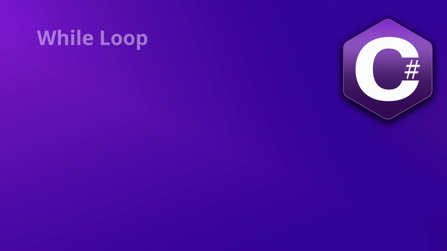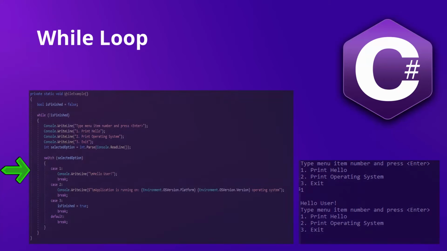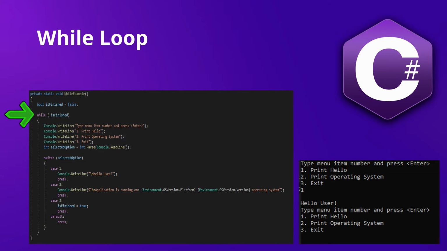First one is the while loop. It's the easiest to understand since it uses a conditional, just like an if statement. In the example, we can see how we are using a while loop to create a menu functionality. First, we need to write the keyword while, and after that add brackets to it. In the brackets, we need to type in the condition which will keep the loop running.